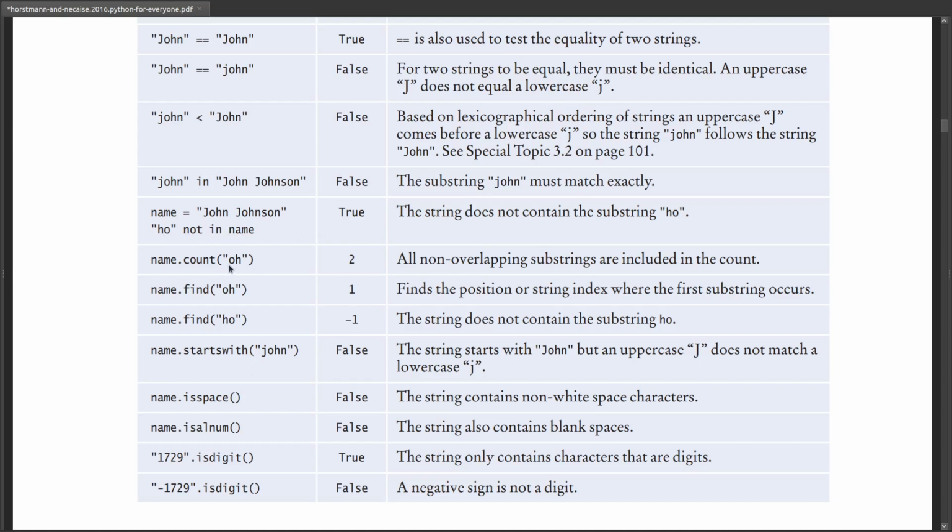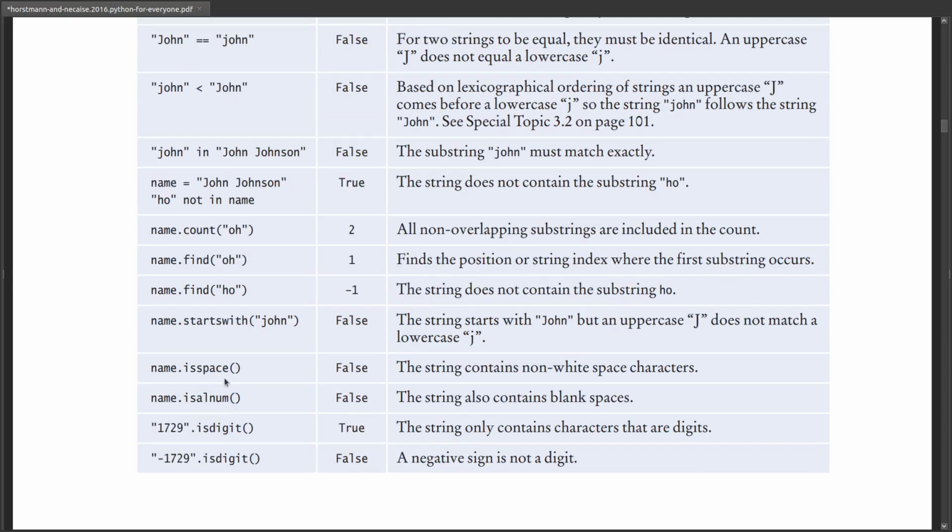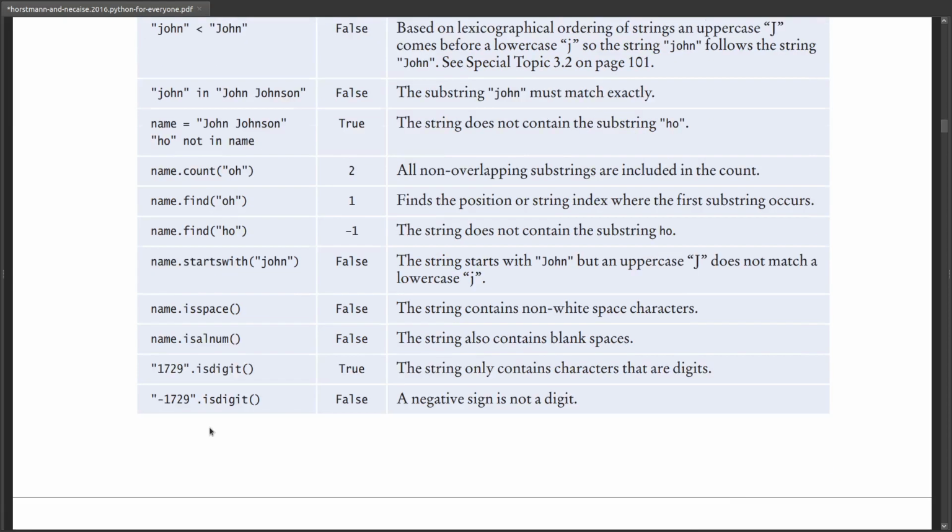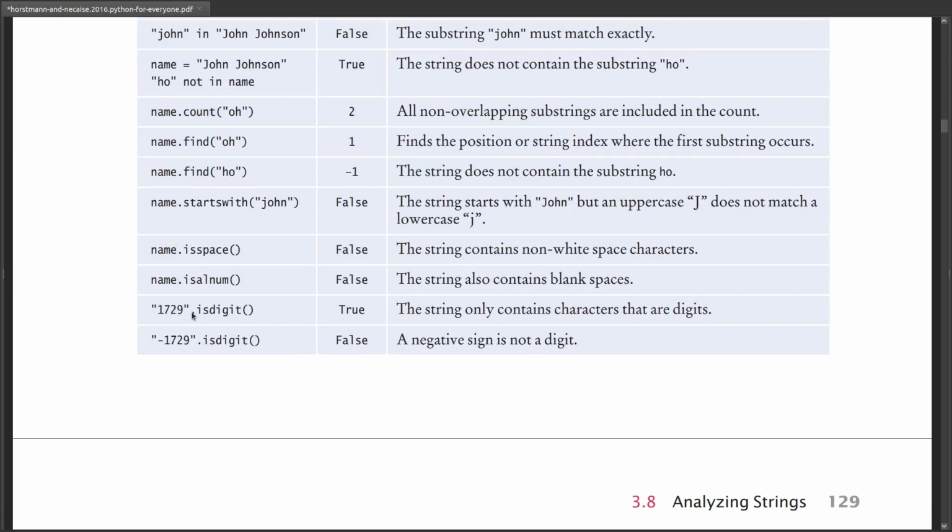We can count how many times we have O's. We have John and Johnson, so we have the substring OH twice. Finding OH would get us 1, because it's index 0 and 1, so right there it starts. And finding HO would get us -1. And we check if it starts with John, whether it has spaces, is alphanumeric, and all that. So you can check if 1729 is made up of digits: true. If -1729 is made up of digits: no, because the negative sign, or dash, is not actually a digit.